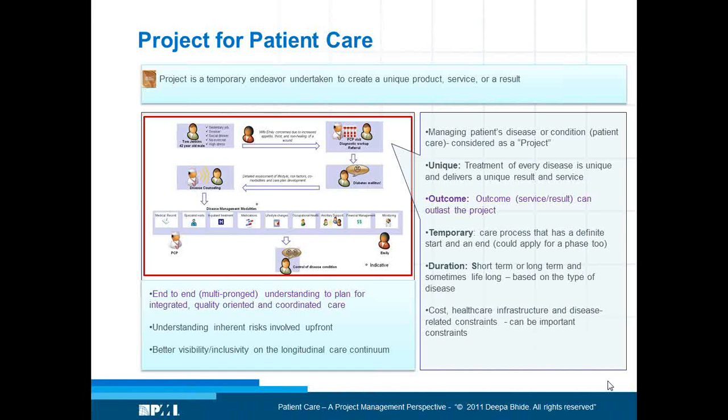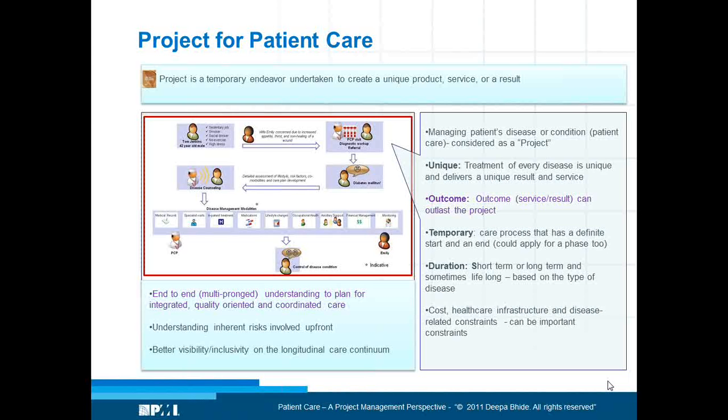According to PMBOK, a project is a temporary endeavor undertaken to create a unique product, service, or result. The most important aspect of visualizing patient care activities as a project, which is the objective for today, is for an end-to-end, multi-pronged, and longitudinal understanding to plan for integrated, quality-oriented, and coordinated care. There are certain properties which we can allude to. Temporary: diseases are temporary and their processes have a definite start and an end. A patient's care process can be compared to a project, which is a delivered service.